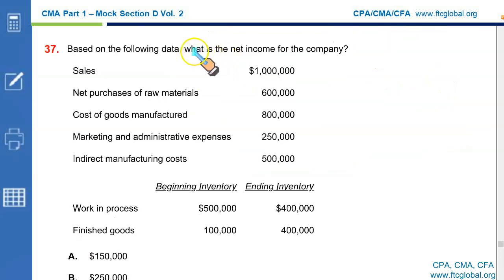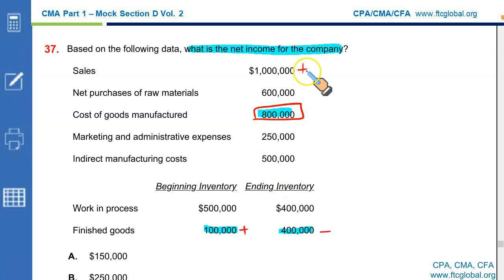Okay, now what we have to calculate is the net income for the company. We have sales, yes. Do we have a cost of goods sold? No, but we have the elements available. Cost of goods manufactured, to this if you add the opening finished goods and deduct the closing finished goods, 800,000 plus 100,000 less 400,000, it gives you the cost of goods sold. It's going to be simply $500,000.